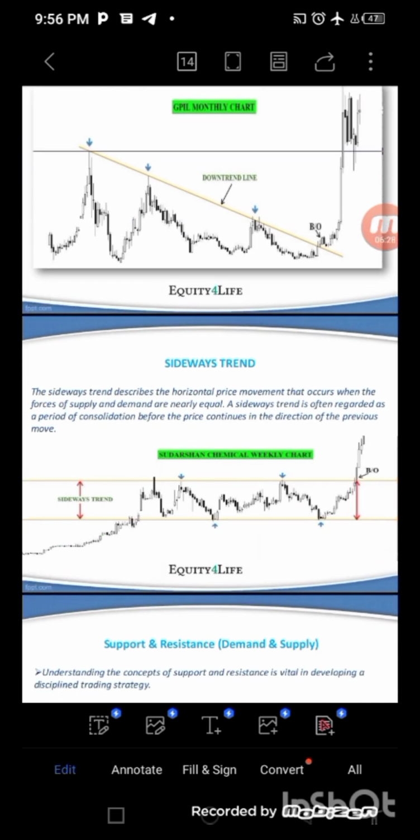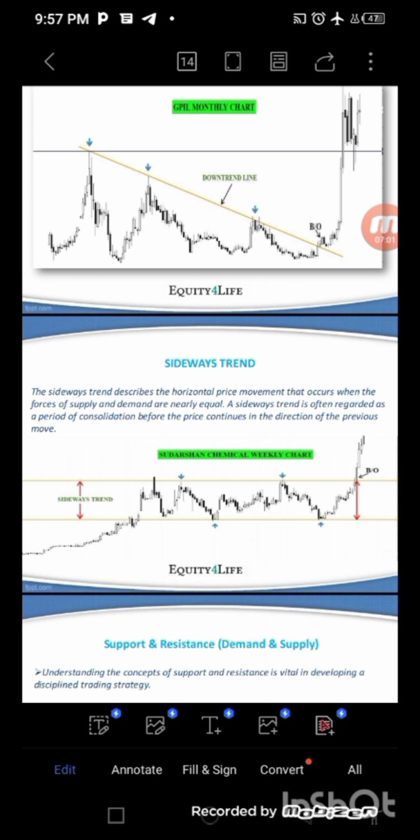So we have another type of market. In some cases, we have what are called chopping markets. This kind of market is a series of candlesticks choppy up and down. So this is a sideways market. The sideways trend describes a horizontal price movement that occurs when the forces of supply and demand are nearly equal. A sideways trend is often regarded as a period of consolidation before the price continues in the direction of the previous move.